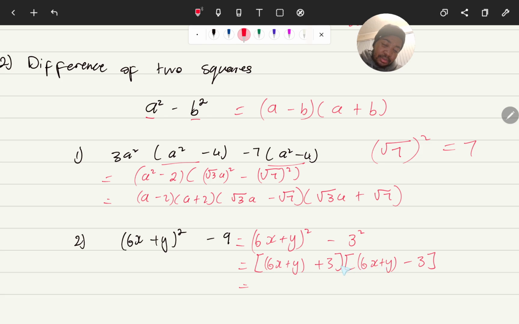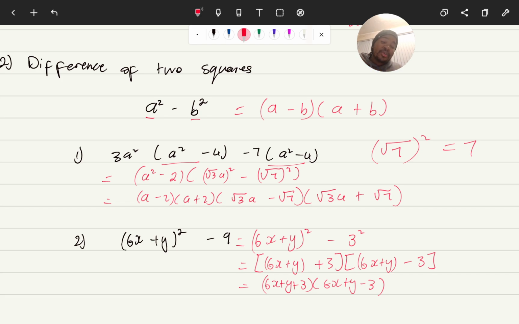Because you're taking this one, right? Then there's a plus or minus, right? Then here you will say it's (6x plus y plus 3)(6x plus y minus 3). Done. So the first thing first, we check common factors. Yes, take it out. And then difference of two squares. No. Then we go to the next slide.